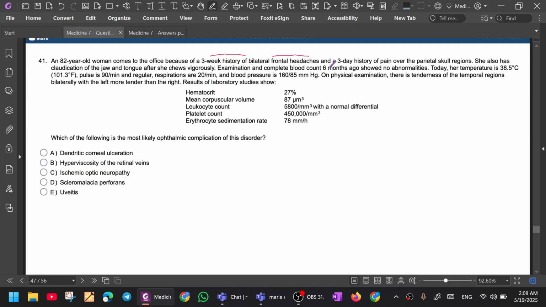No, there are some people who read like, 82 year and 3 week history. They actually read this type of way, like in the office and this and that. This is a waste of time. You got my point. 82 year woman, 3 week history of bilateral frontal headache, 3 day history, pain, parietal skull region, claudication of the jaw. You are seeing that I'm skipping lots of things.